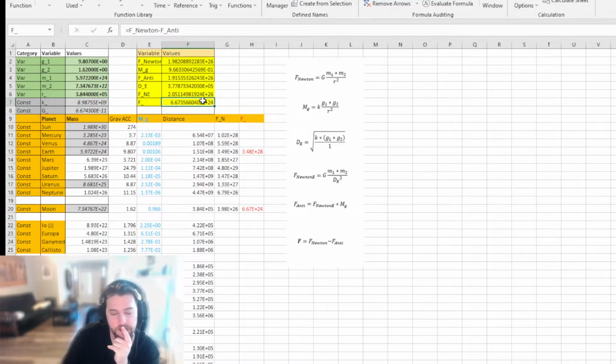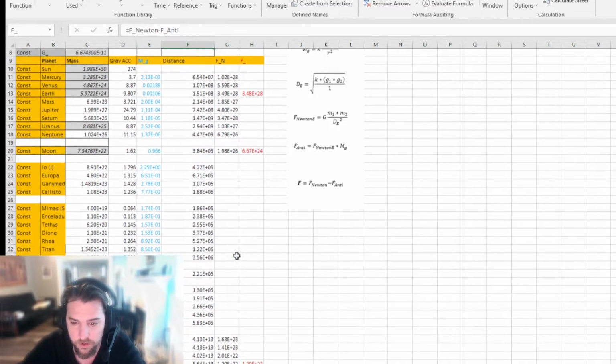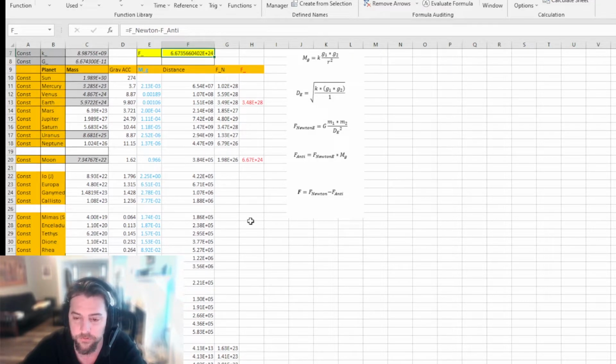The problem is this works out great when we're talking about, I thought I calculated all of these, but it looks like I didn't. But anyways, the gravitational forces that we get when we calculate all the moons, right? Like Io, Europa, Ganymede, Mimas, Enceladus, Dione, Triton, Titania, Oberon, all of them. All the moons, it works out really good.